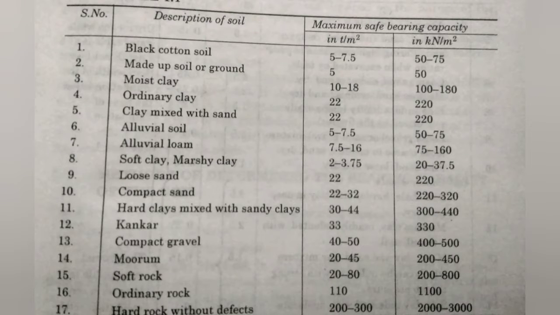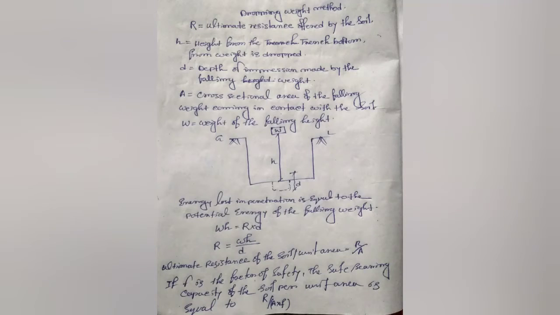Next, we go on to describe the method of determining the bearing capacity of soil. There are two methods of determining bearing capacity of soil. One is the dropping weight method and another is the method of slowly applying load. Dropping weight method: in this method a known weight is dropped from a height on the bottom surface of the foundation trench and depth of the impression made on the soil is noted.